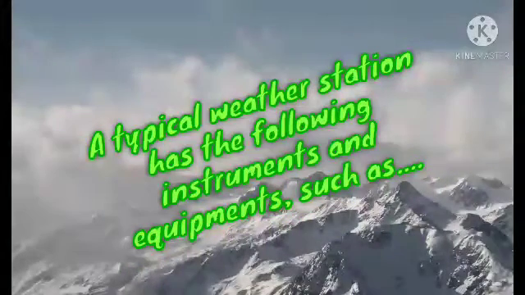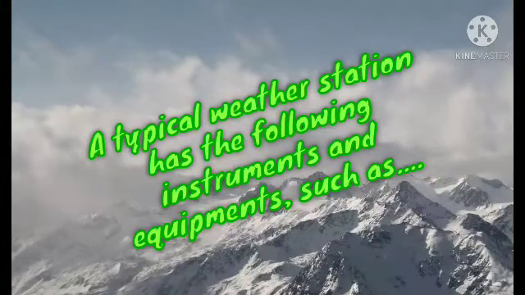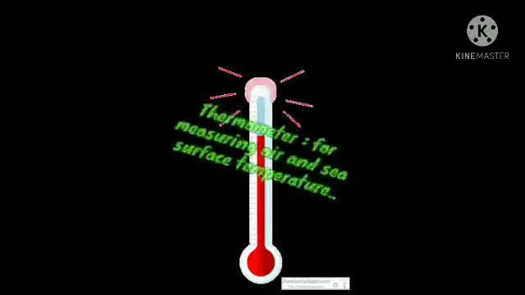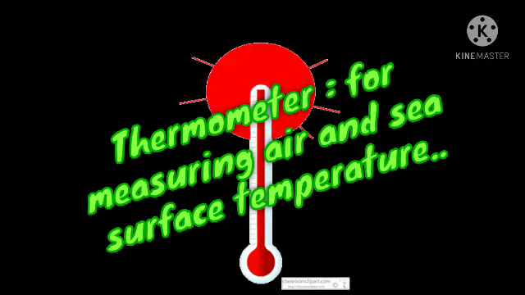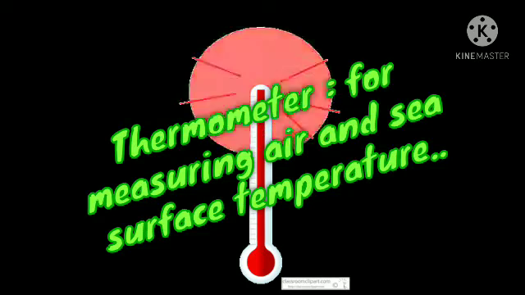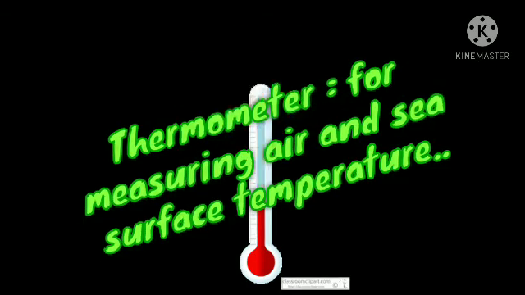Next, we'll be looking at a typical weather station and the following instruments and equipment. They have the various instruments and equipment, which are: 1. We have the thermometer. Thermometer is used for measuring air and sea surface temperature.